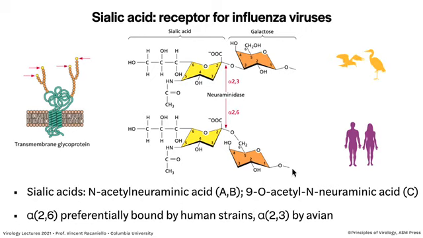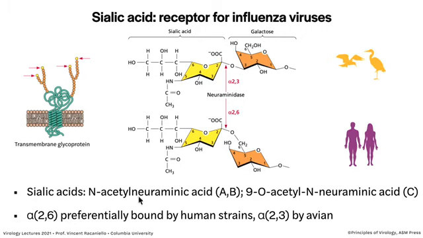Now, why is this important? Well, every time there's a new human influenza virus, it typically comes from birds. And so one of the main changes has to be a change in the receptor. That virus now has to be able to bind human alpha-2,6. And we will talk about that later.